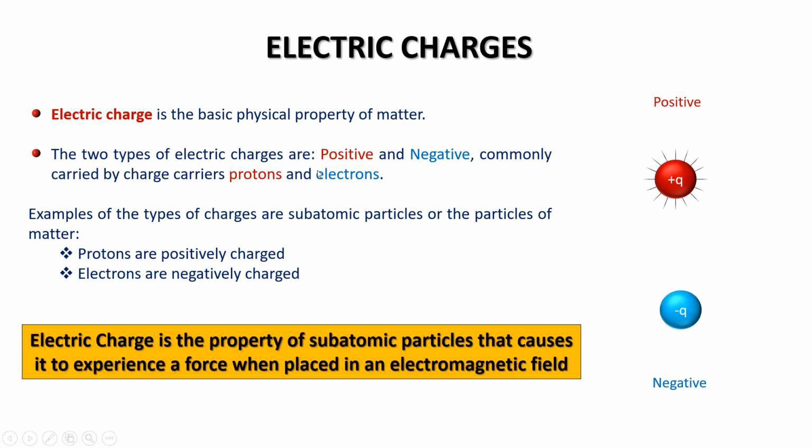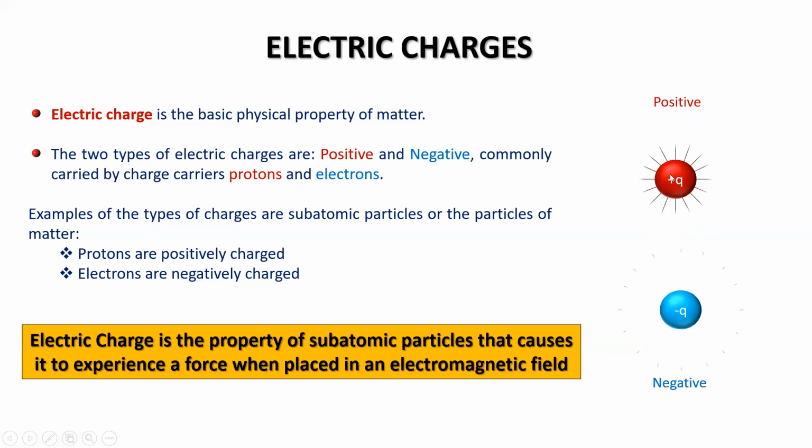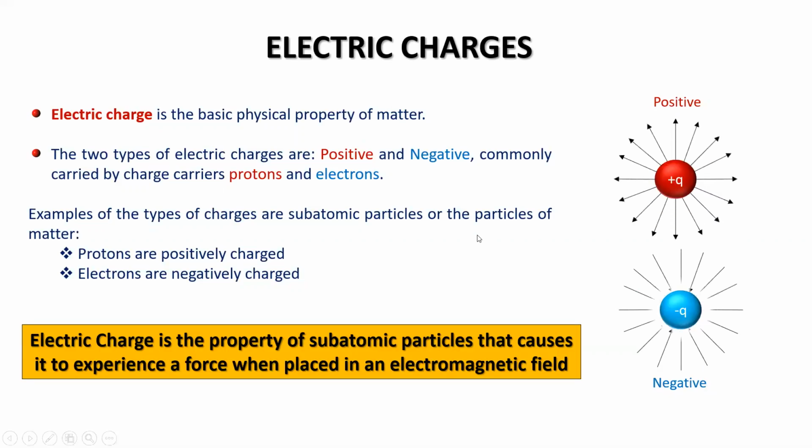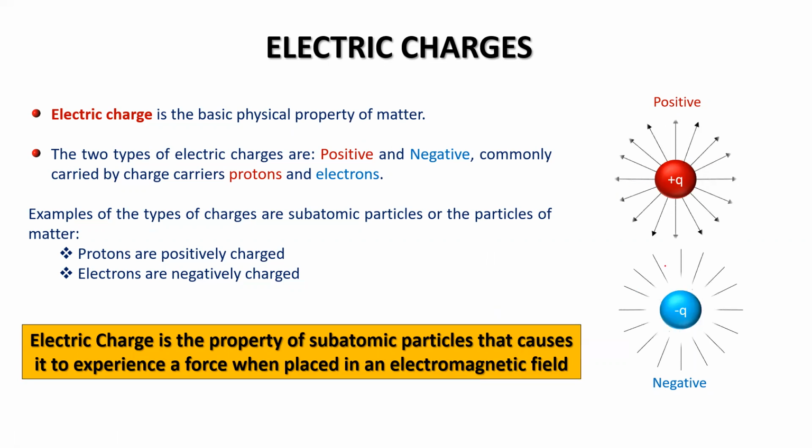See, there are two types of charge, positive charge and negative charge. Here it is a positive charge and this is a negative charge. And here we have given the arrow mark. So what does the arrow mark represent? That represents the electric lines of force. A collection of these electric lines of force is nothing but the electric field, which surrounds each electric charge.